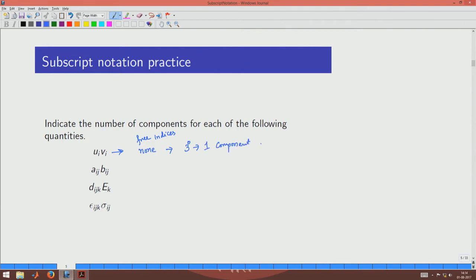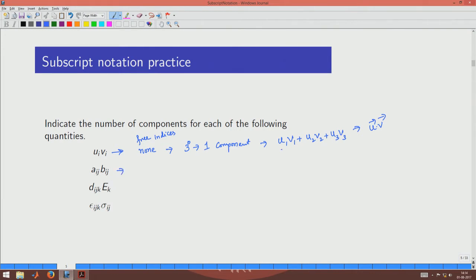And what is that component? It is nothing but u1 v1 plus u2 v2 plus u3 v3. And you might already be familiar, this is nothing but the dot product of two vectors u and v, and that is just one number that you get.